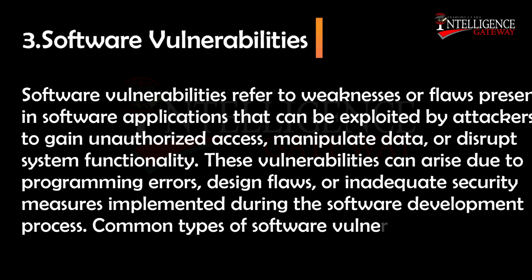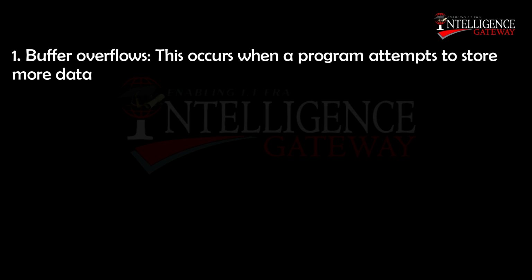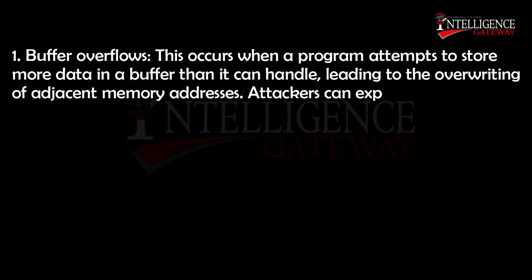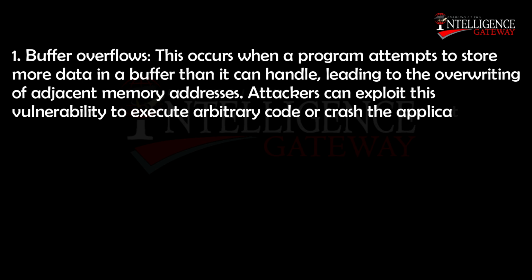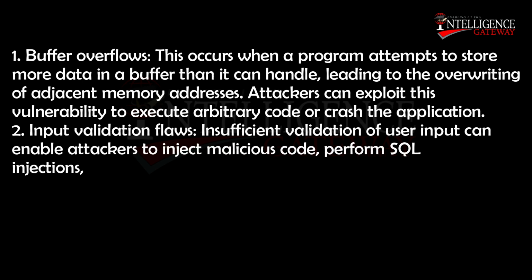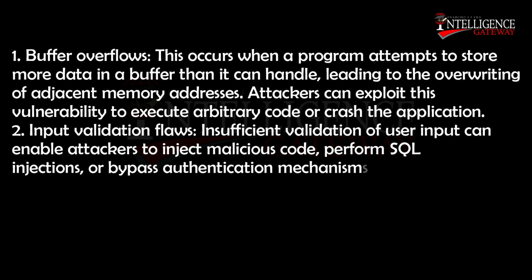Common types of software vulnerabilities include: 1. Buffer overflows. This occurs when a program attempts to store more data in a buffer than it can handle, leading to the overwriting of adjacent memory addresses. Attackers can exploit this vulnerability to execute arbitrary code or crash the application. 2. Input validation flaws. Insufficient validation of user input can enable attackers to inject malicious code, perform SQL injections, or bypass authentication mechanisms.